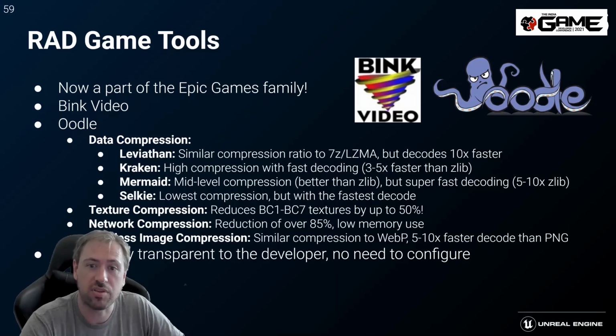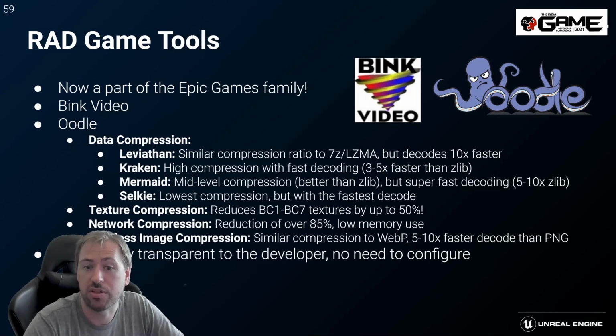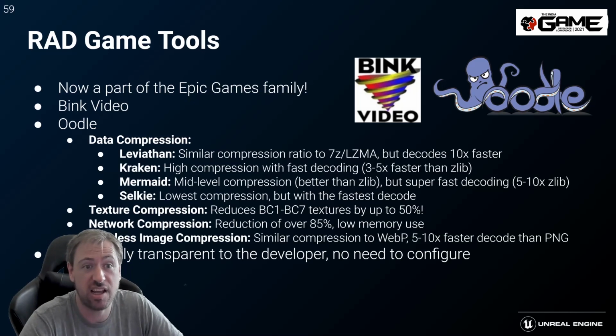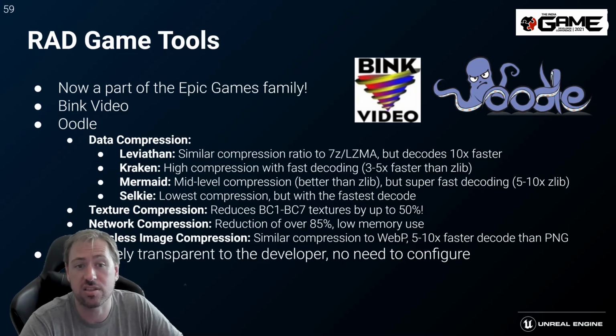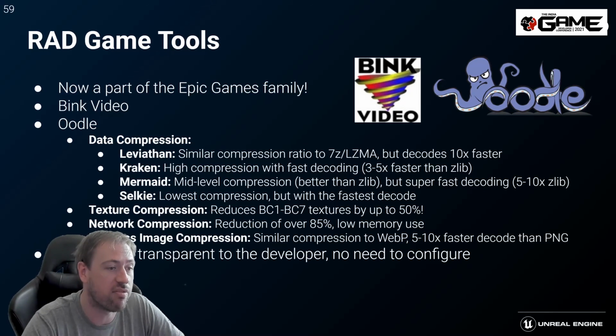RAD Game Tools is something that we included for free in 4.27. So we've got Bink Video, which you would have seen everywhere for the last couple of decades. And Oodle compression is also directly in the engine. So there are massive, massive file size improvements that you can get out of that.